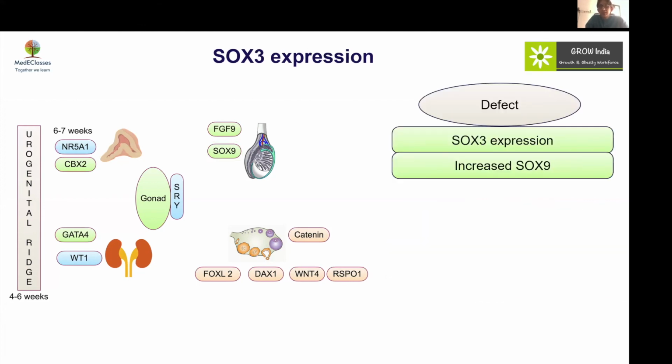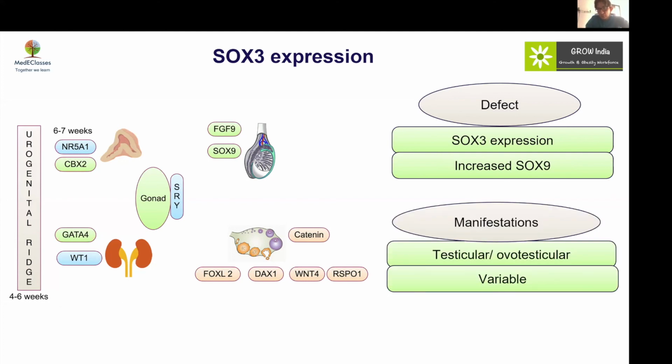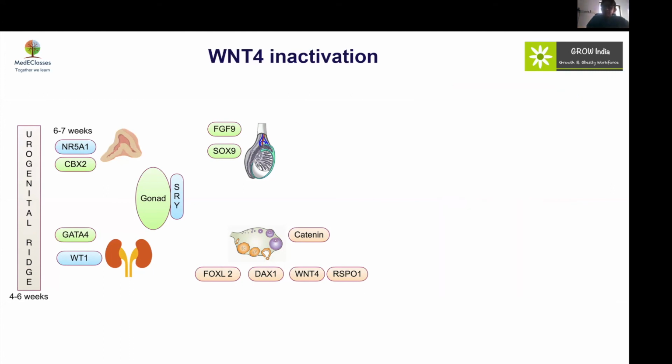SOX3 expression, again, will ultimately act on its distant counterpart, that is SOX9. It will increase the expression of SOX9, leading to either testicular or ovotesticular development, and fertility is variable. But theoretically, the XX male due to SOX3 expression should not be fertile.